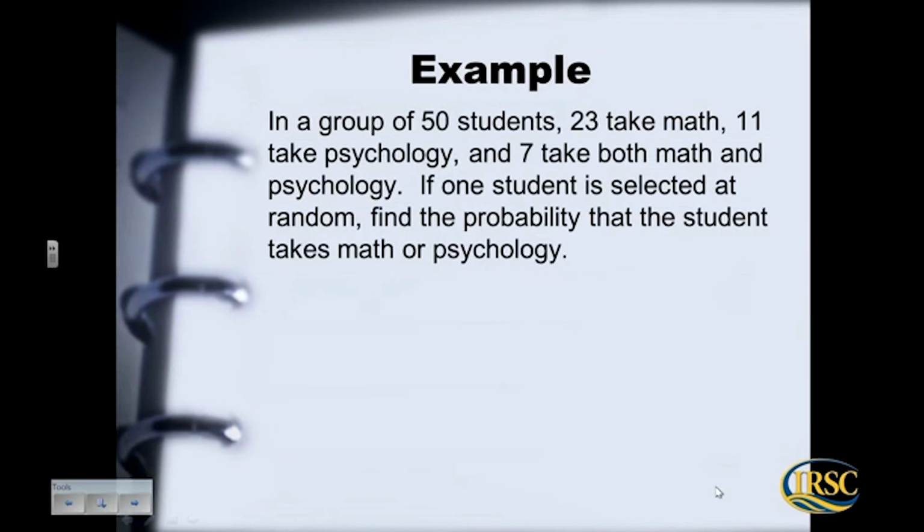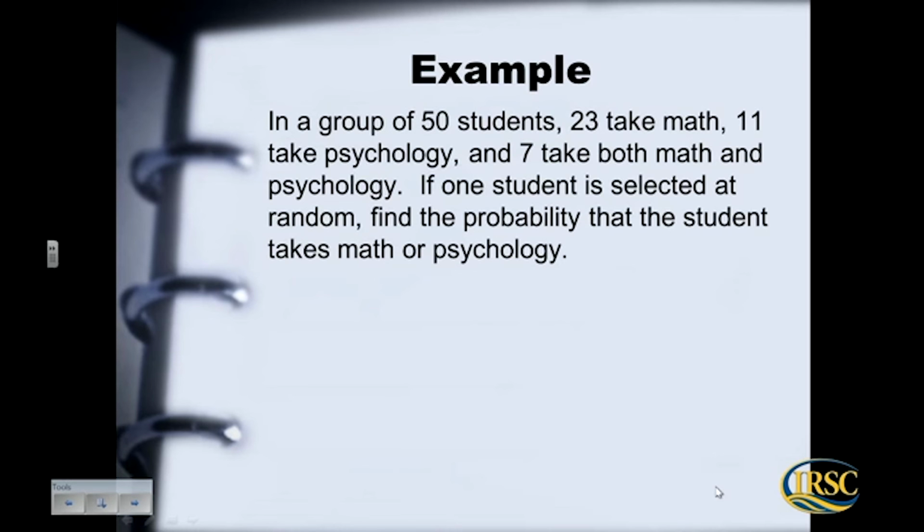In a group of 50 students, 23 take math, 11 take psychology, and 7 take both math and psychology. If one student is selected at random, find the probability that the student takes math or psychology. So what is the key word here? Or. And then you have to ask yourself, is it possible for the student to take math and psychology at the same time? Yes, okay, so it's not mutually exclusive. That means you must subtract that part.